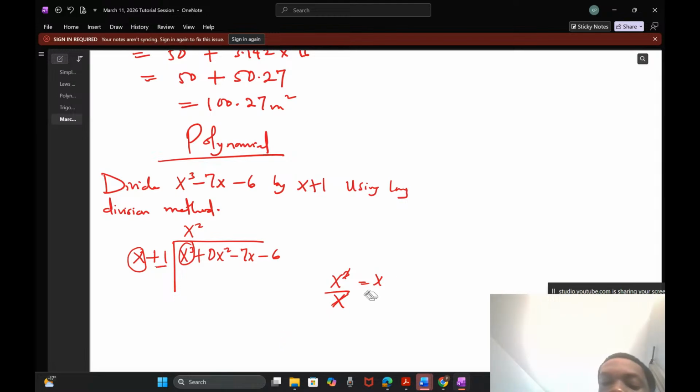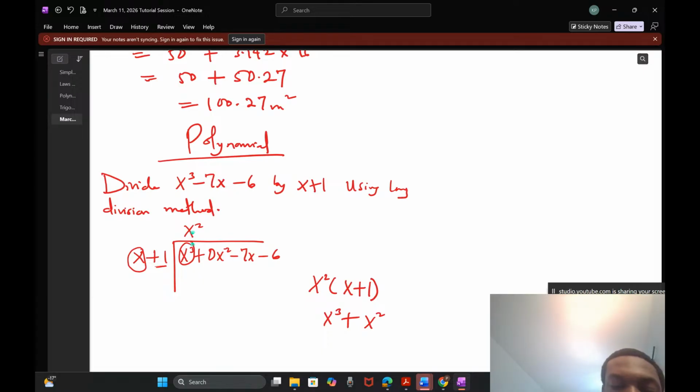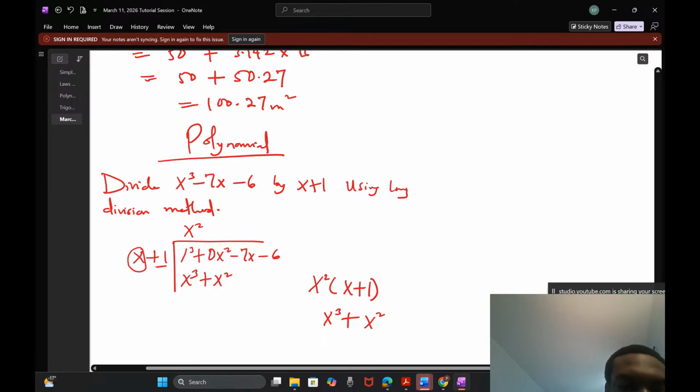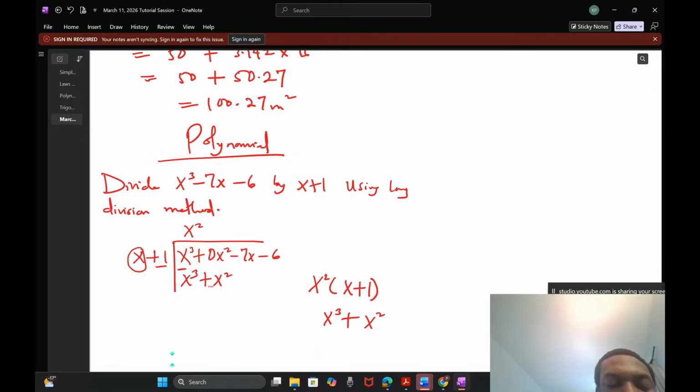Now we use this answer to multiply through the divisor. So x squared multiplied by x plus 1: x squared times x is x cubed, plus x squared times 1 is x squared. So that will be x cubed plus x squared. Now let's subtract. x cubed minus x cubed is 0. 0x squared minus x squared gives us minus x squared. And then we can bring down minus 7x.